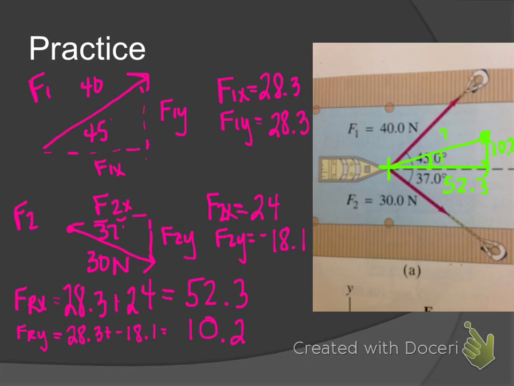All right, so what was the magnitude of my resultant vector? What was the hypotenuse? 53 point what? Okay, I'll round it up. At what angle? 11.3 degrees north of east. Do we agree there?